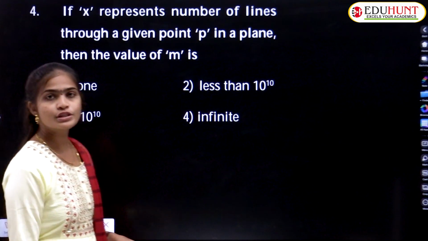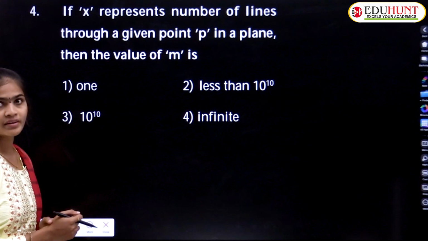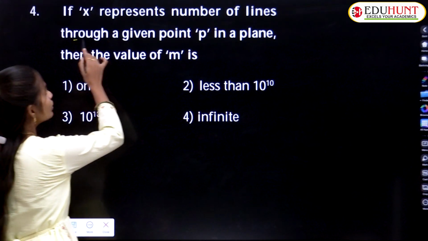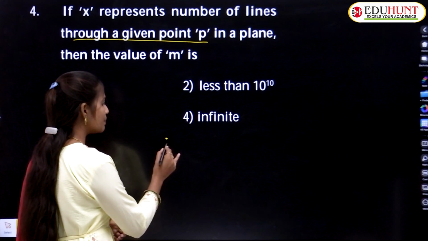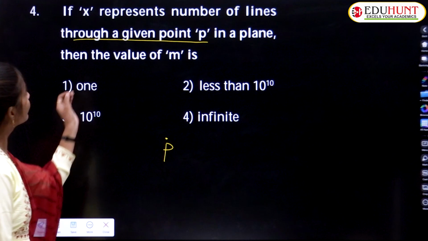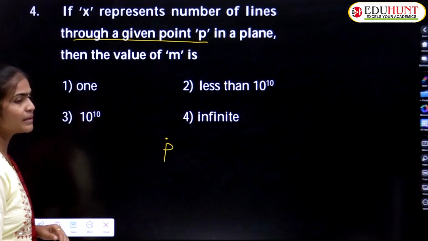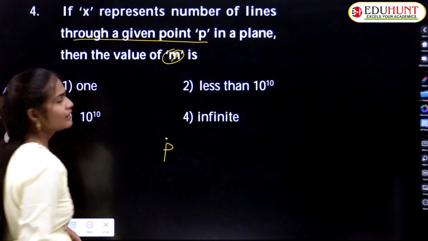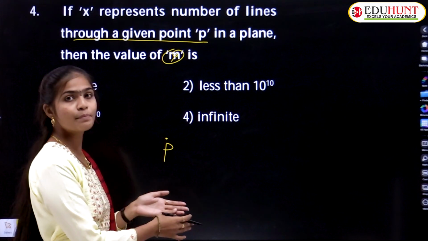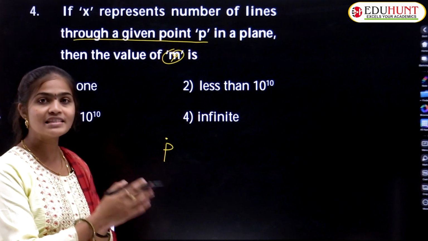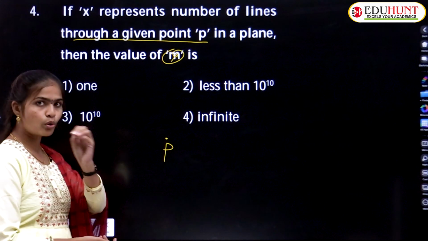Okay, children, see here the next, 4th question. If x represents the number of lines through a given point P, take that point, P. Through that point, x represents the number of lines through a given point in a plane, then what is the value of x? Here it means how many lines we can draw through that same point. That is the question. See here, I have taken only one point.